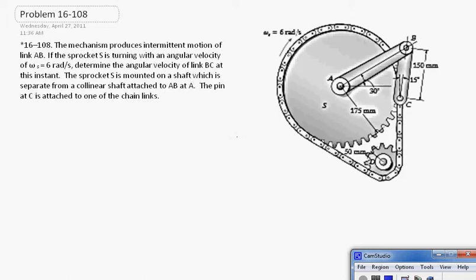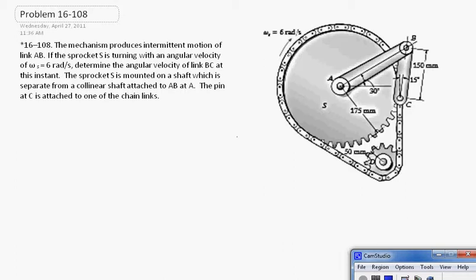This is the video solution to problem 16-108. The problem reads, the mechanism produces intermittent motion of link AB. If the sprocket S is turning with an angular velocity of omega equals 6 radians per second, determine the angular velocity of link BC at this instant.